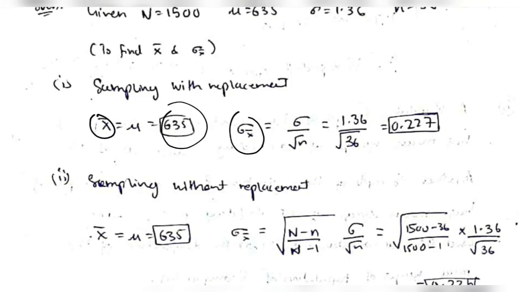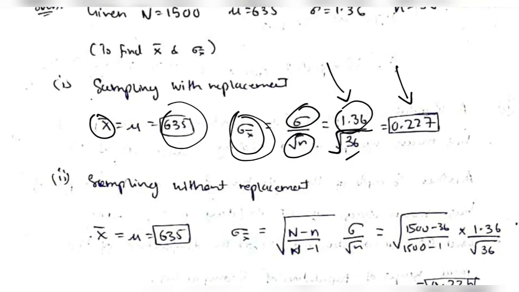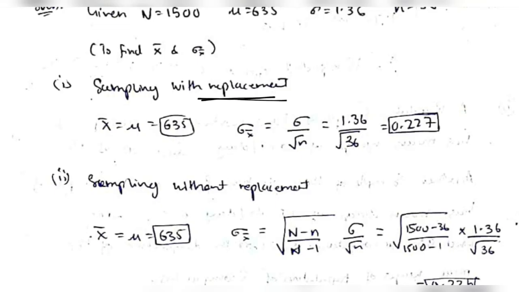And what is sigma x bar? Sigma x bar is sigma by root n. Sigma is given as 1.36, and root n is root of 36. Find out the value here and you will get the value for sigma x bar. That's for sampling with replacement.